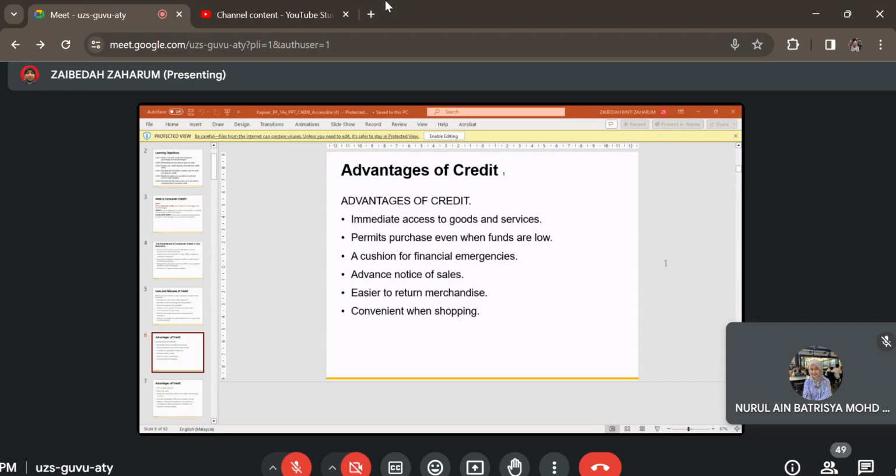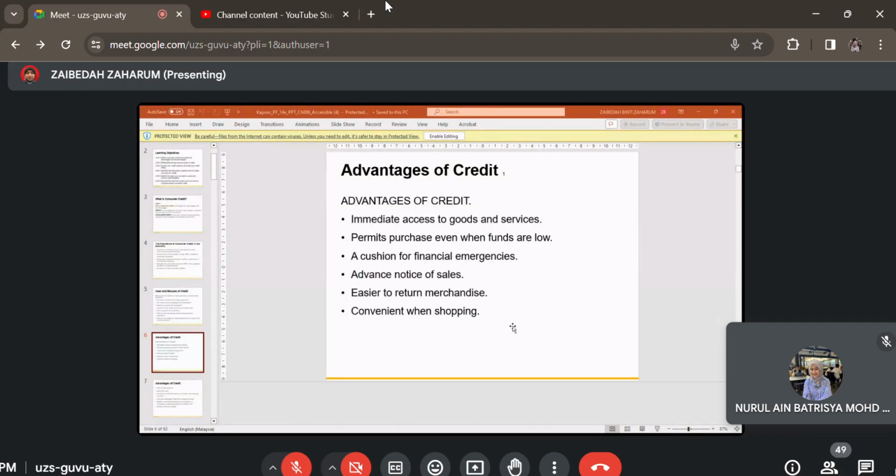And then tengok yang keempat advantage dia adalah advance notice of sales. Okay, di mana tadi credit card issuers, okay, ataupun whoever the financial institution ke agency yang provide the credit card tadi, provide the card holder, okay, with advance notice.